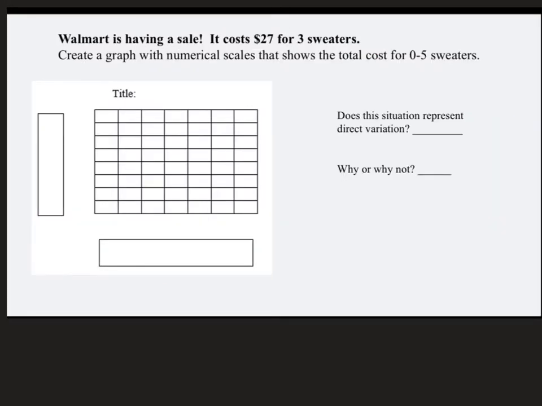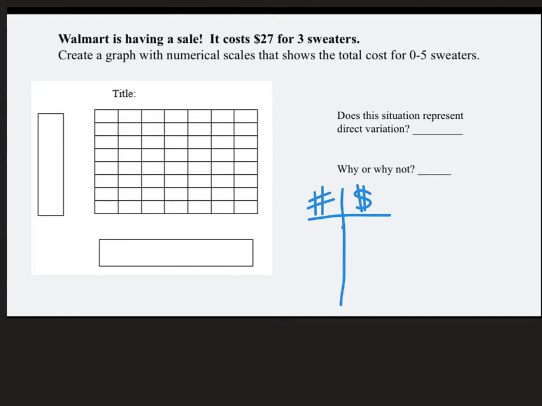All right, next one. Walmart is having a sale. It costs $27 for 3 sweaters. Create a graph with numerical scales that show the cost for 0 through 5 sweaters. So I'm going to make a little table off to the side where my X values are going to be number of sweaters, and then my Y values are going to be the cost.